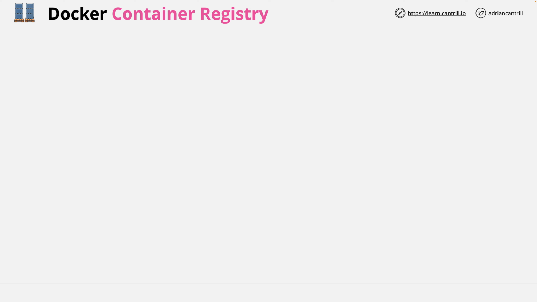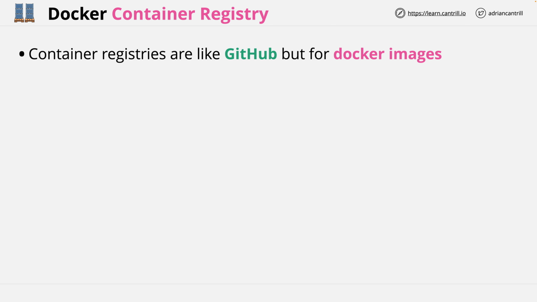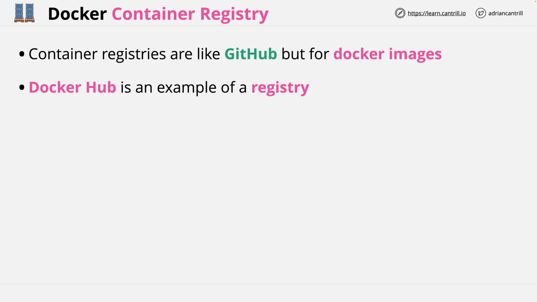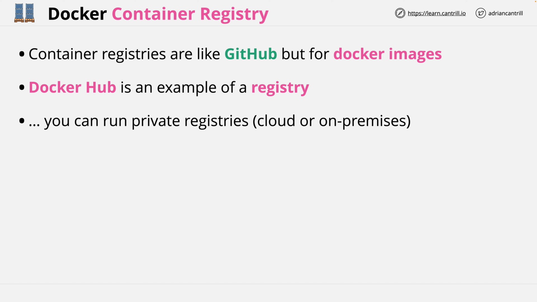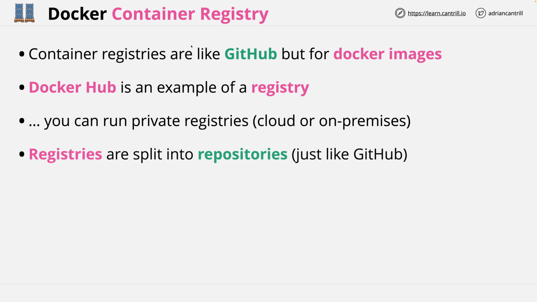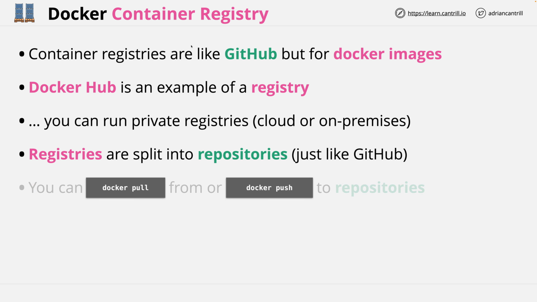Now, container registries are like GitHub, but for Docker images. Docker Hub is an example of a registry. This is a public registry, but you can run private registries either in the cloud or on premises. Registries are split into repositories just like GitHub, so you'd create a repository for your different applications and different container images. Now you can run docker pull from a repository or use docker push to a repository, and this has the effect of pulling images from the repository to your local Docker host or pushing images from your Docker host to a repository of your choice.